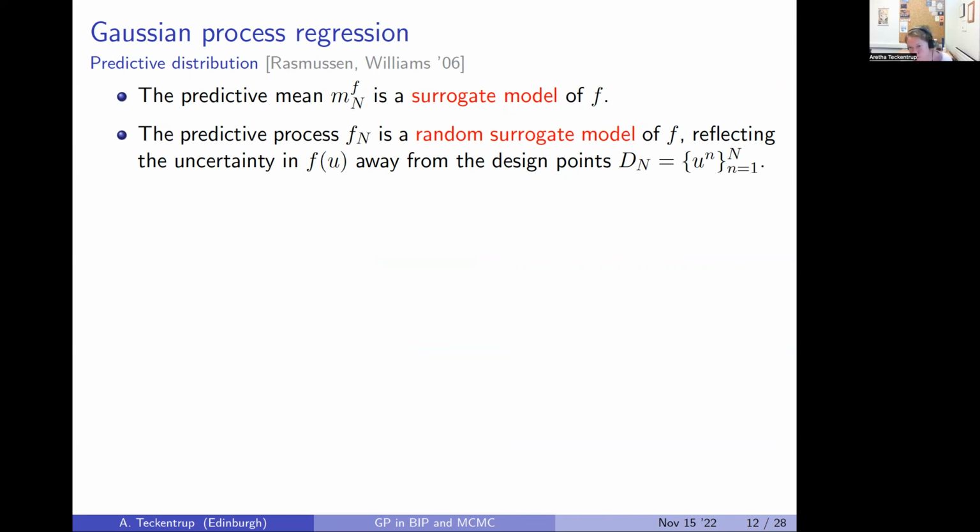Okay. And so the posterior mean, this m_n function, you can view as a surrogate model for f. And then if you look at the process itself, the Gaussian process posterior F_n, you can view that as a random surrogate model for f. And as I say, it's reflecting the uncertainty that you have in f away from the design points D_n.